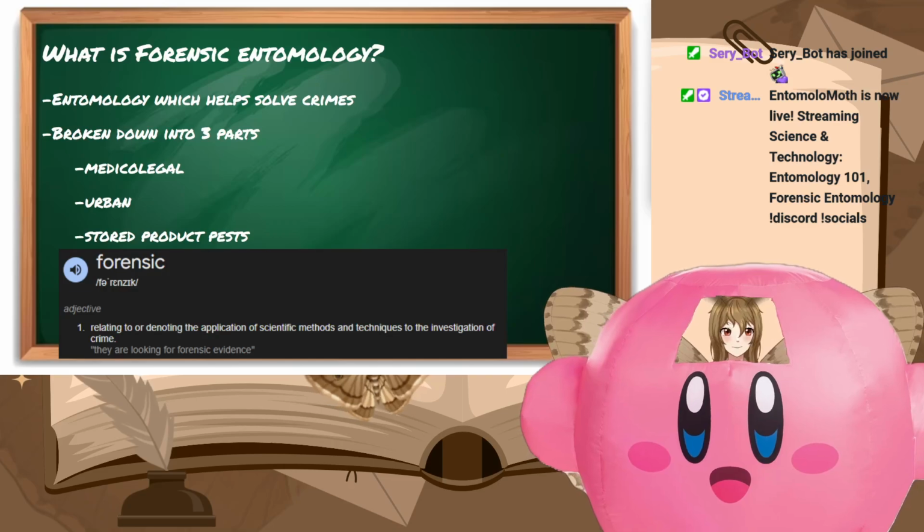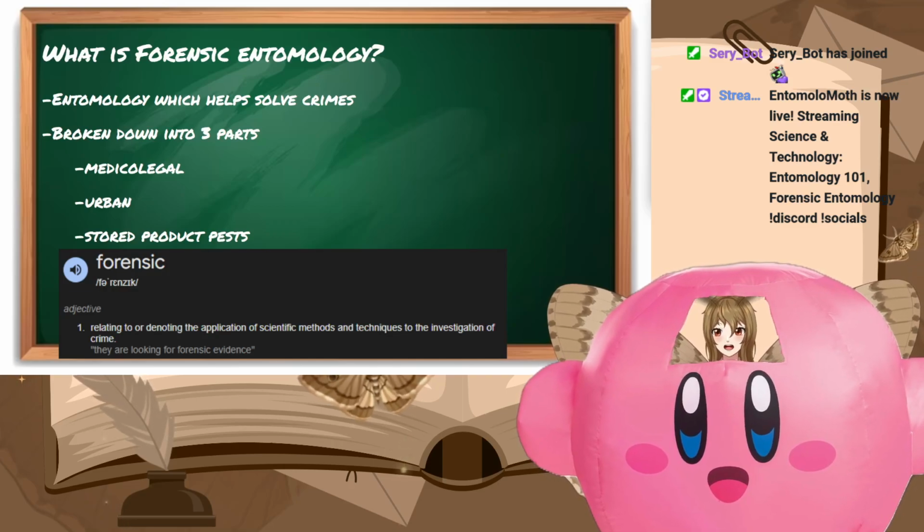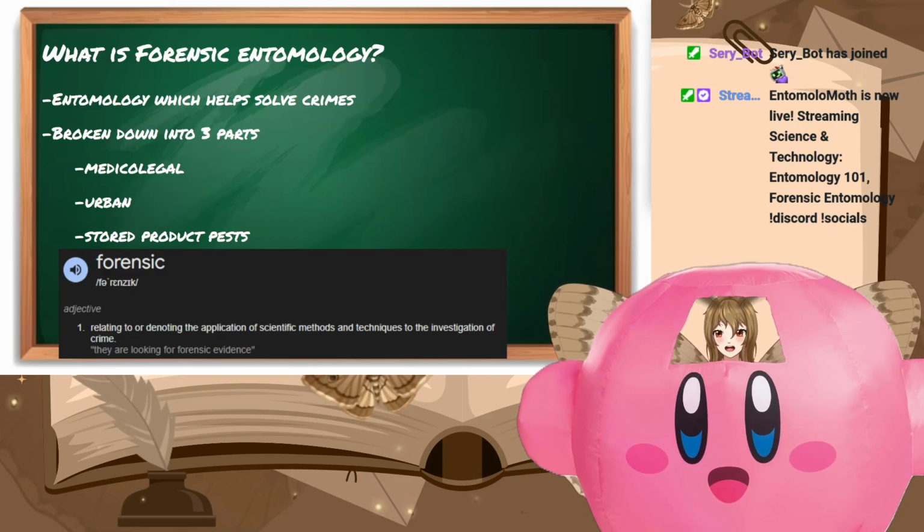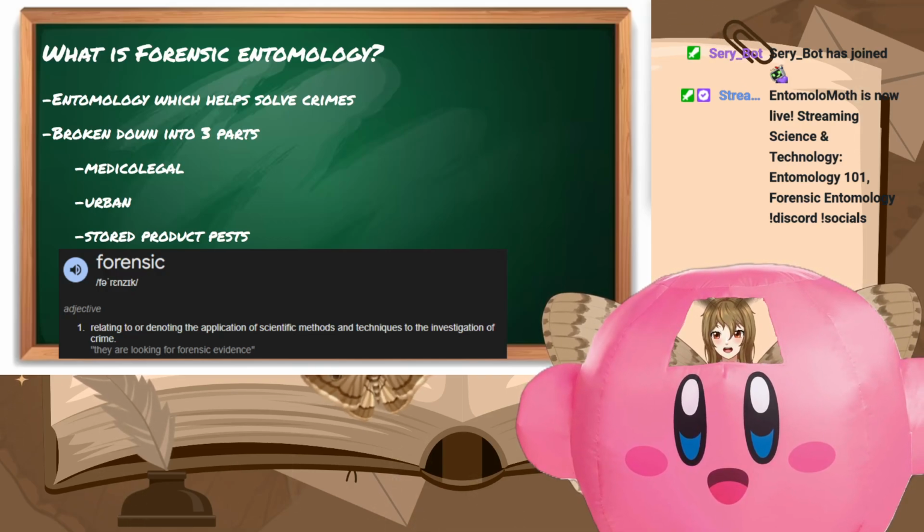There are three main parts about it, which would be medico-legal, urban, and stored product pests. The definition of forensic is relating to or denoting the application of scientific methods and techniques to investigation of crime.